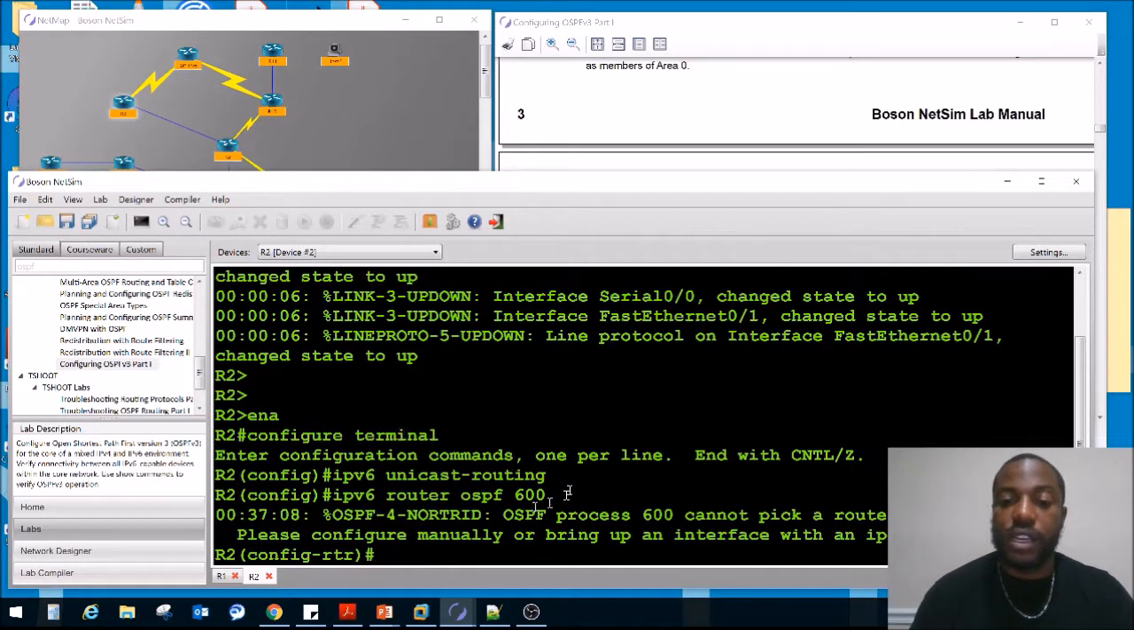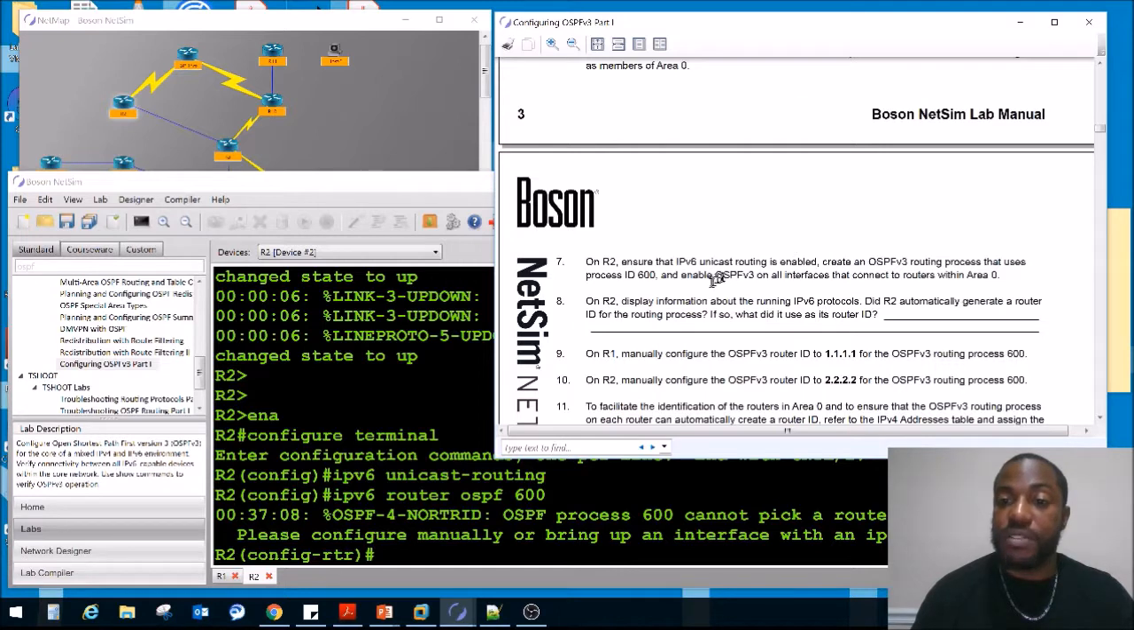That turns it on. It says here, cannot pick a router ID. Please configure manually or bring up an interface. I think that was the error that they want us to see right now. Enable OSPF on all interfaces that connect to areas within area 0.